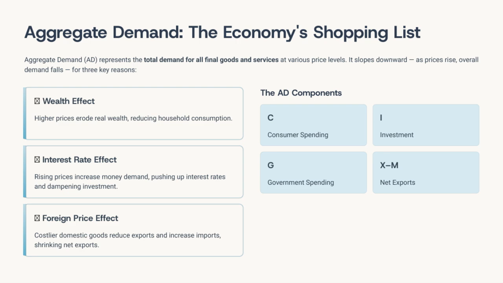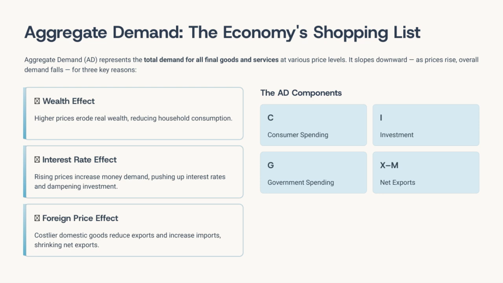When domestic prices go up, foreign buyers might buy less from us, again reducing exports and increasing imports, which lowers net exports. Another important factor is consumer spending, or C. As prices rise, the real value of household wealth decreases, making people less likely to spend. This is what we refer to as the wealth effect.